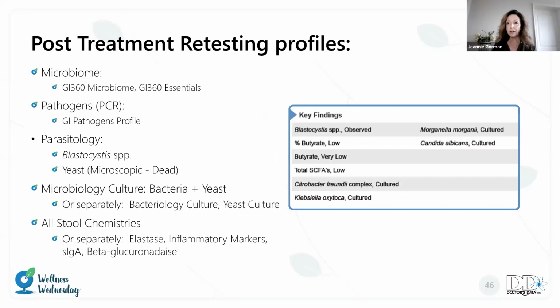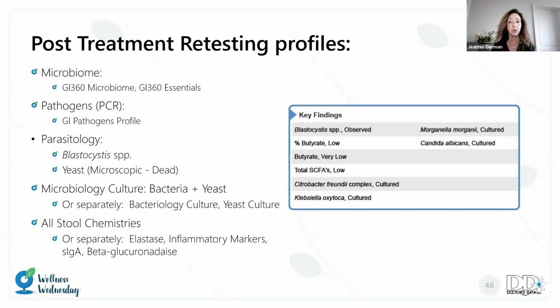Our retesting profiles, I promised to go over those in our objectives. We try to break it out and make it easier for you to retest and more economical. We have plenty of profiles to choose from, everything from just the GI360 microbiome. So the first 3.5 pages of this test can be its own test, and that's one of the options up at the GI360 site that you can look through. And then there's the GI360 Essentials. It's basically the whole test except the stool chemistries.